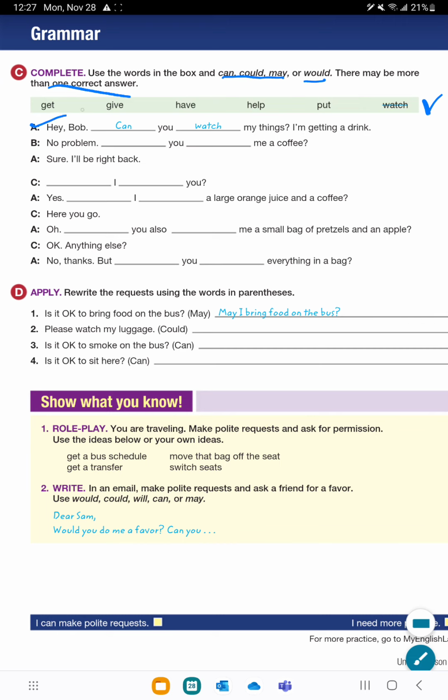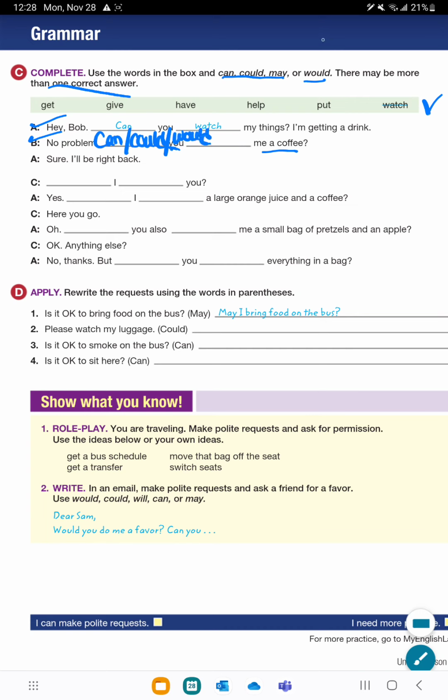So let's look at person A. Hi, Bob. Can you watch my things? I'm getting a drink. Bob says, no problem. And he's asking for something. It looks like he wants me, could you, so we know you is asking for a favor, something, a coffee. I'm thinking Bob wants a coffee. So then how are we going to start it? For a favor, we can say can, could, or would. Either one is correct.